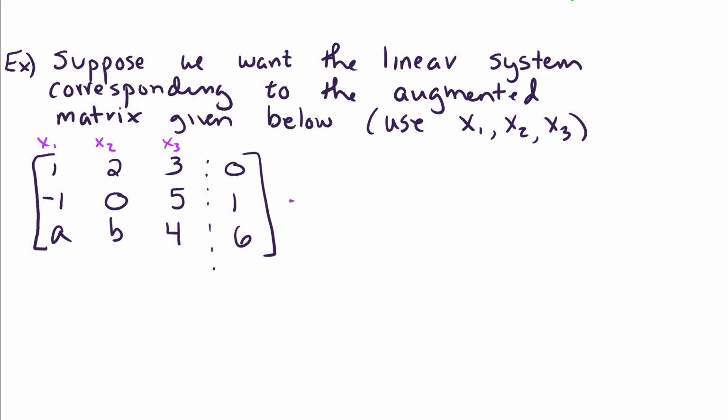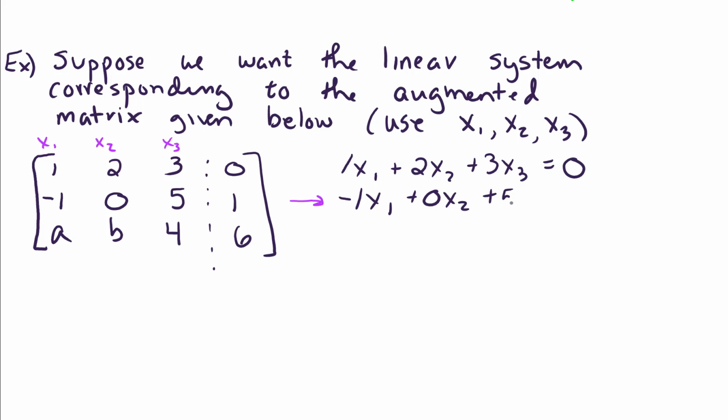So to write this as a linear system, we would write 1x1 plus 2x2 plus 3x3, and that's equal to the constant of 0. The next row we would have a negative 1x1 plus 0x2 plus 5 times x3 equals 1. And the last row, this is just another coefficient, so it's just a times x1 plus b times x2, 4x3, and that's all equal to 6.